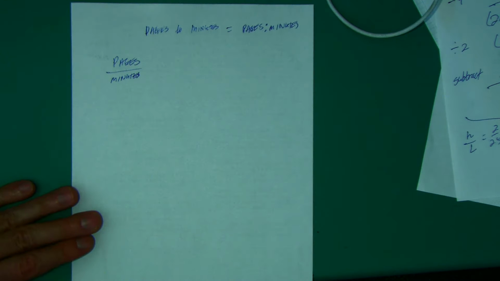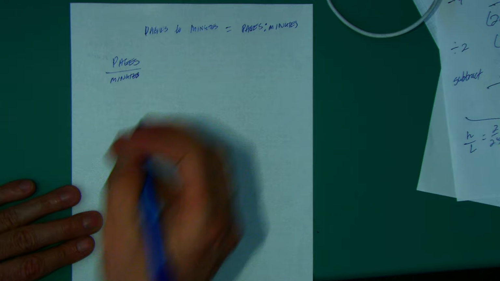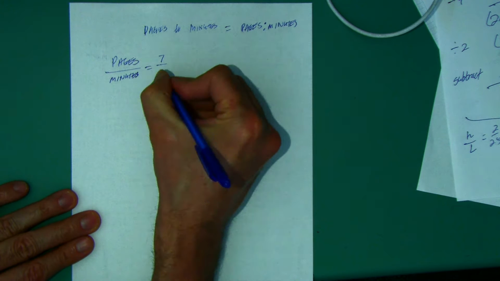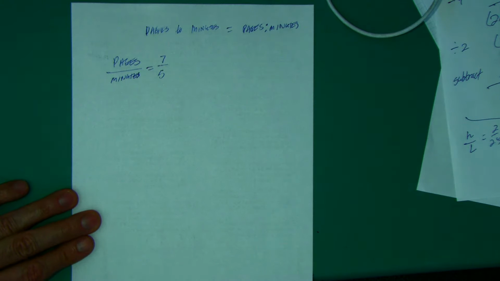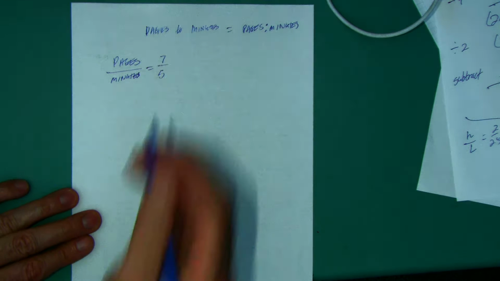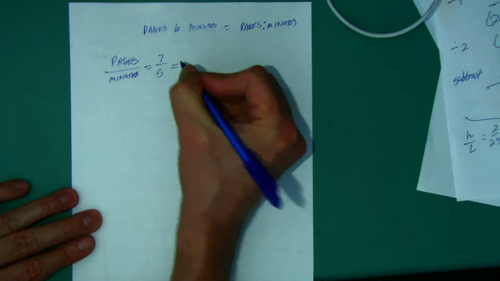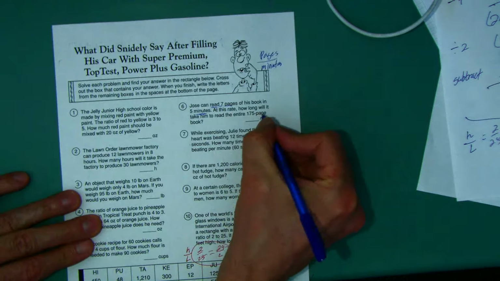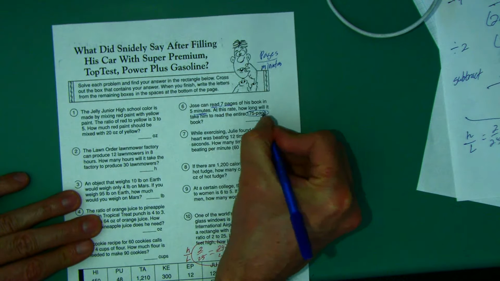If you take the ratio, what you read, slowly, just figure out, what did I read? They want to know pages per minute, and they told us he can read 7 pages in 5 minutes. So my ratio of pages per minute is 7 to 5. The next thing they tell you is you want to find how long it will take to read a book that's 175 pages.